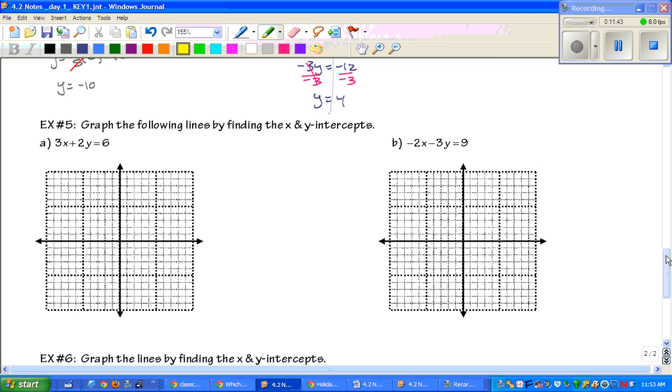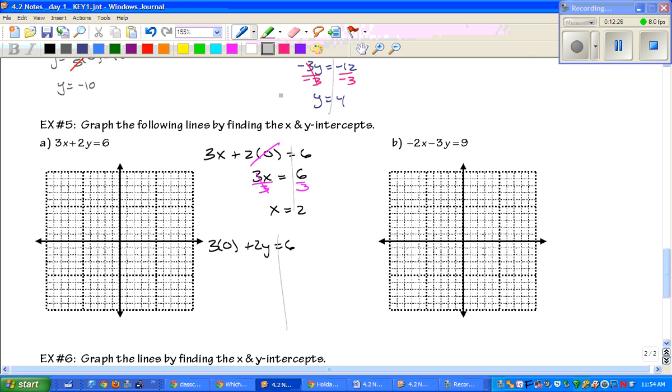Now, graphing these. When we're graphing these, all we have to do is find those 2 points. And once we know those 2 points, we can create our graph. Okay? So, when we're doing this, we're going to solve for the x-intercept. And then we're also going to solve for the y-intercept. Okay? So, those would cancel out. You get 3x equals 6. You would divide both sides by 3. And we get x equals 2.